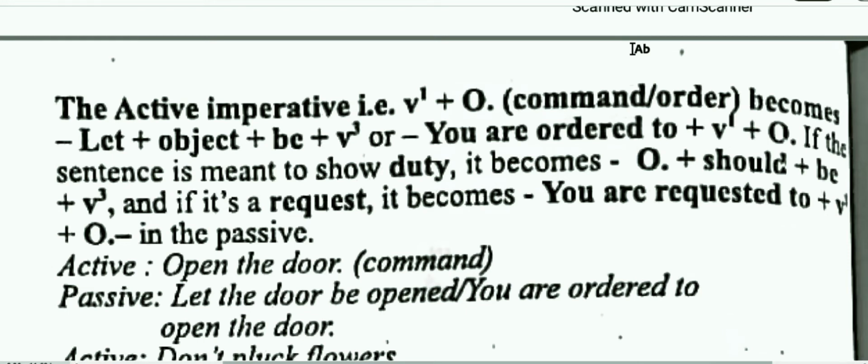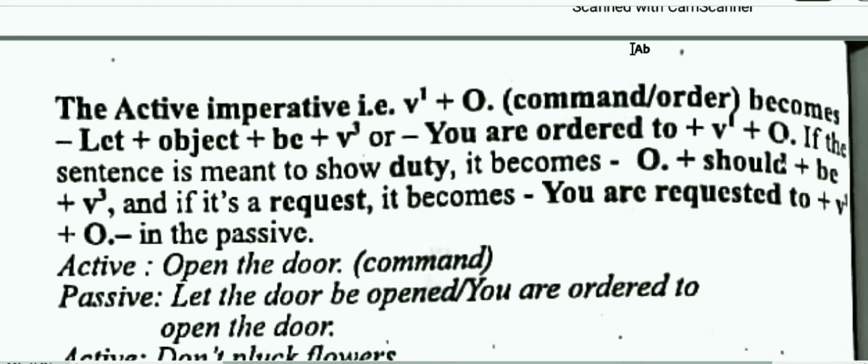So it's a rule here. We use either let plus object plus B plus B3, or another way to transform into passive: you are ordered to plus verb 1. What was said is used here. If the sentence is meant to show duty, not order, not command, then it becomes object plus should plus B plus B3. See here, if it is duty, object plus should plus B plus B3.